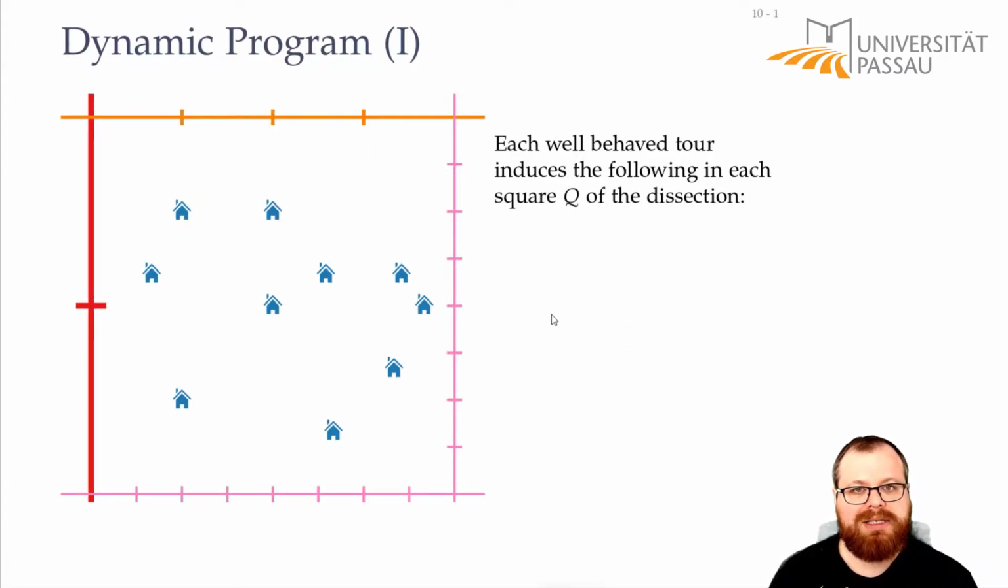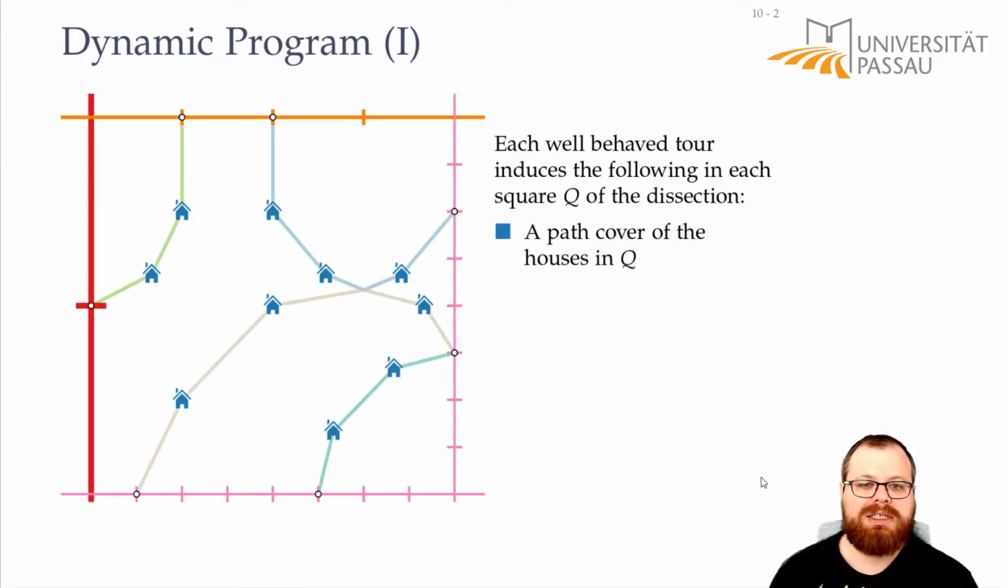There is still stuff outside, so it doesn't have to be a cycle in here. But it is a cover of all the houses in the square by paths. So here we have 4 paths, the green one, the blue one, the brown and the cyan one. And each of these paths starts in some portal and ends in some portal and picks a few of the houses on the way. In the global solution, it might look like that this path continues somewhere and then comes back to the blue one.